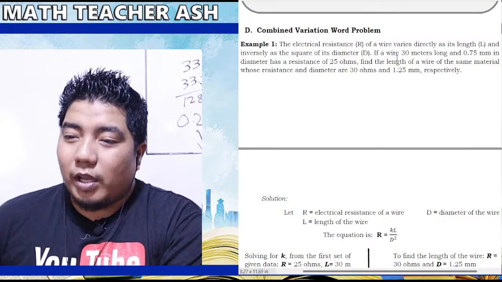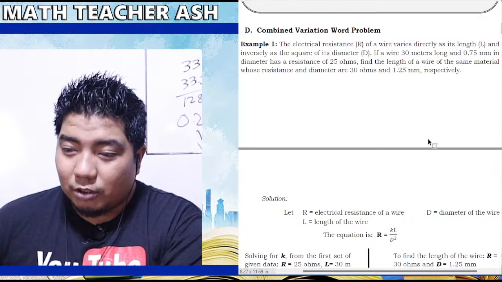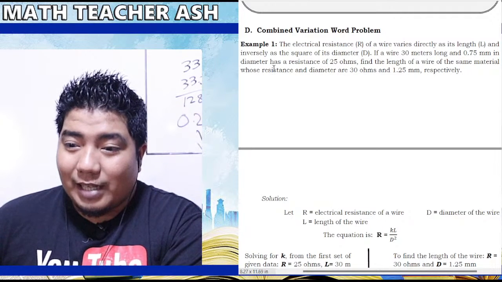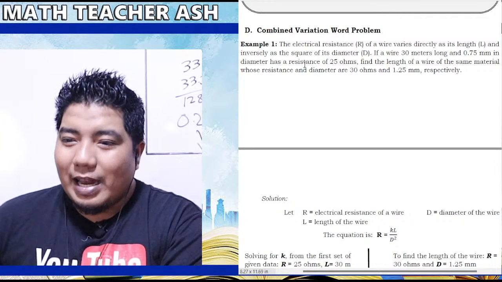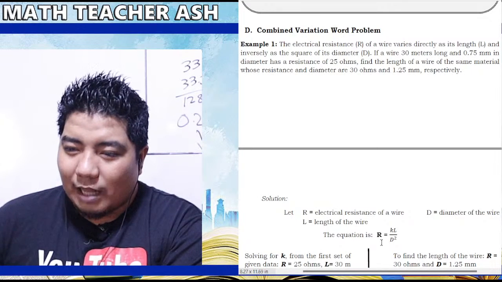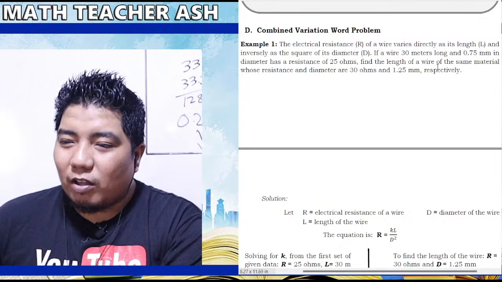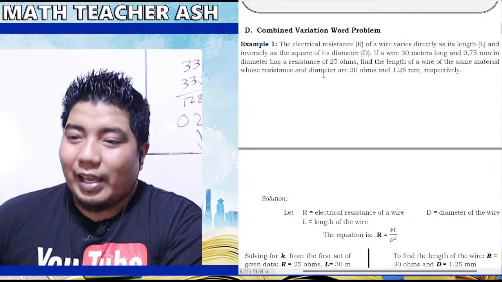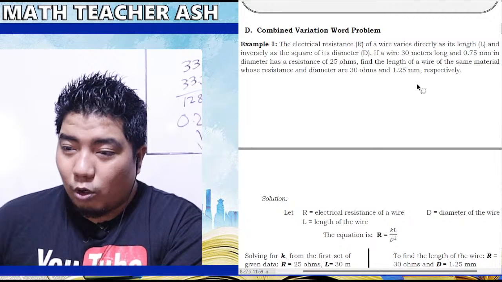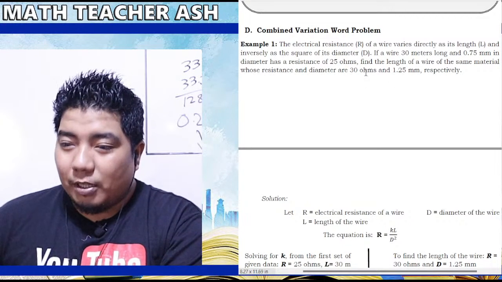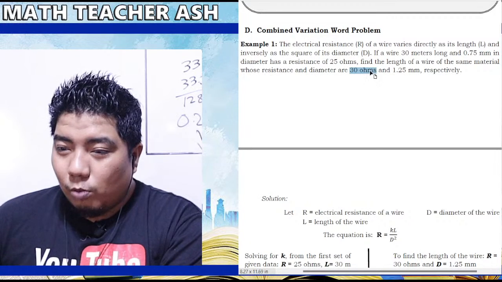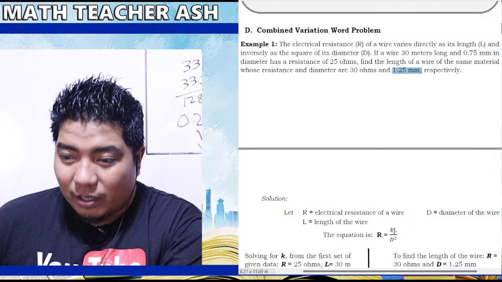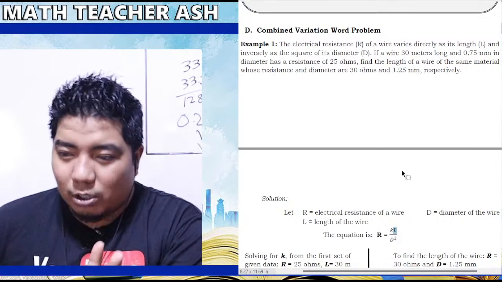Alright. So, we have here the solution or the statements. Given, if a wire is 30 meters long, so that is the length, and 0.75 millimeters in diameter, so that is the D here, and has a resistance of 25 ohms, so that is our R, find the length of a wire of the same material whose resistance and diameter are 30 ohms and 1.25 millimeters. So, ang R natin is 30 ohms and our diameter is 1.25. So, ang nawawala ngayon is yung L.